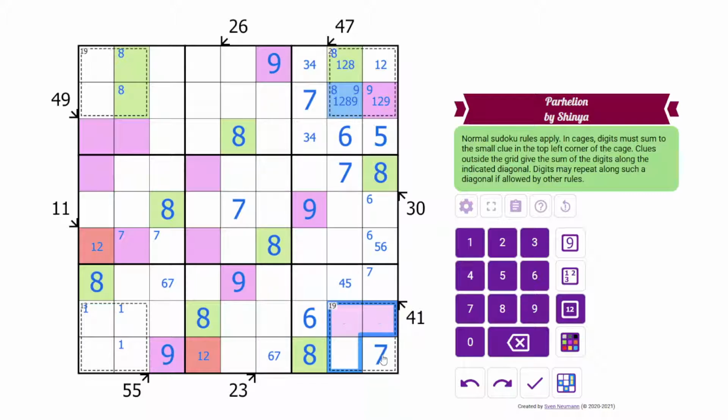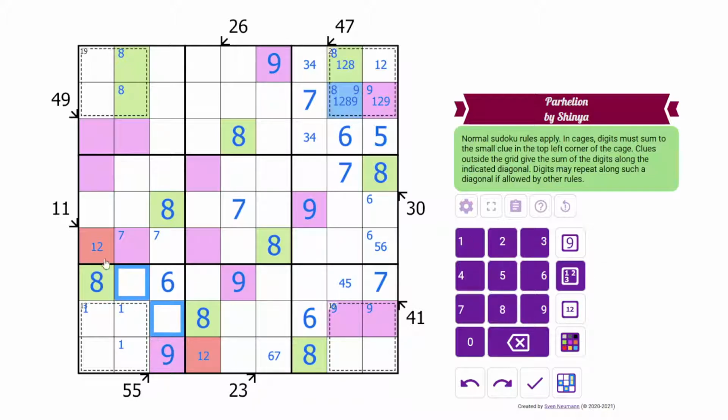Which means we showed that this can't be a 7, because that's the only actual assumption we had here. Which means this is a 7. Which means this is a 6. Which means these two add to give us 9, which means these are both 1s.